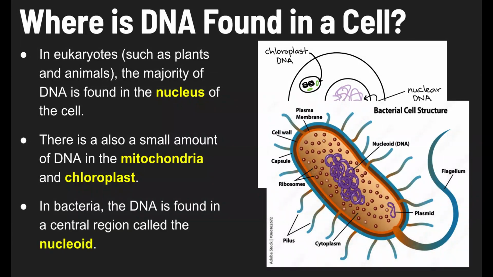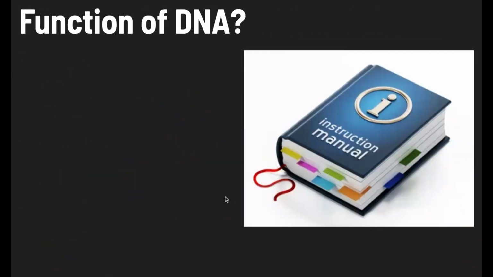Within bacteria, the DNA is found in a central region called the nucleoid. So you can see in the center of this cell, this purple kind of looks like a piece of spaghetti. That's the DNA, and all of that is located in this kind of central region. We call that region the nucleoid.